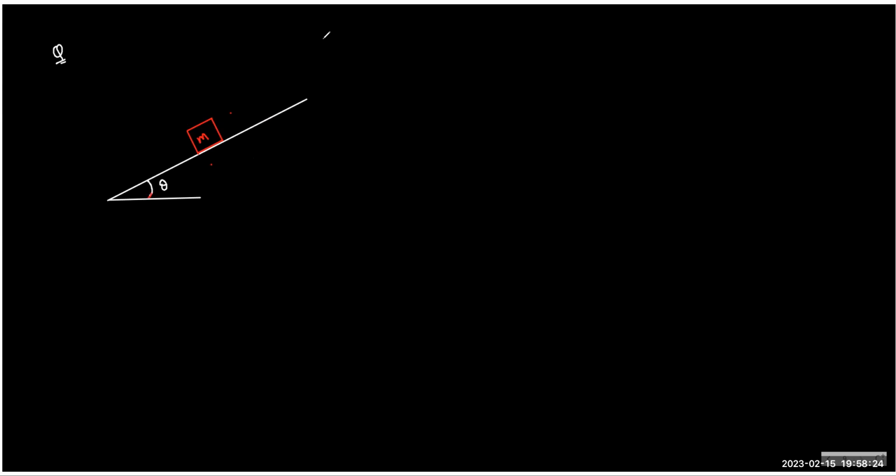And now I'm applying a force. Coefficient of friction is mu s. Find the range of F. I think I should just teach you something interesting.